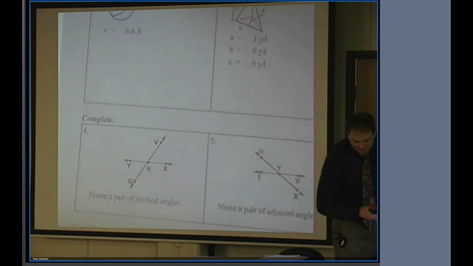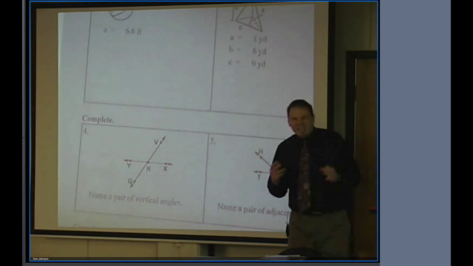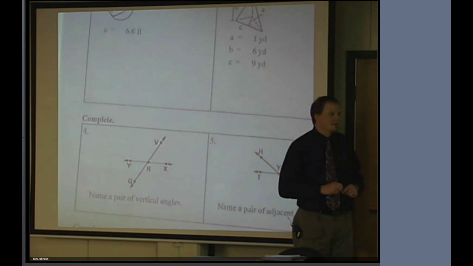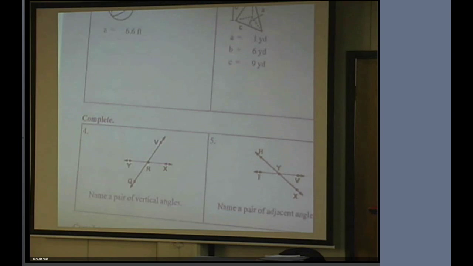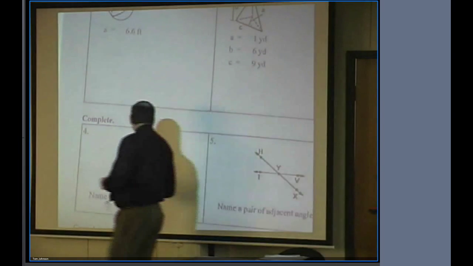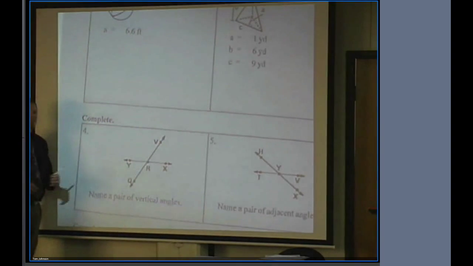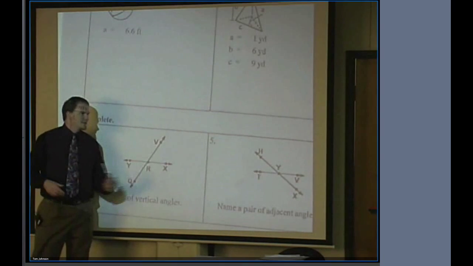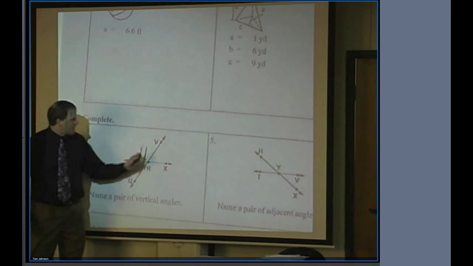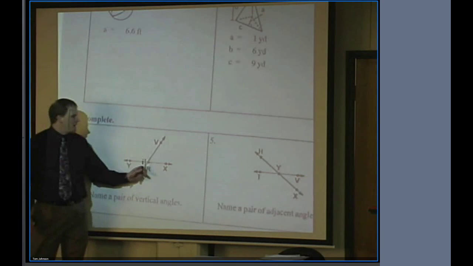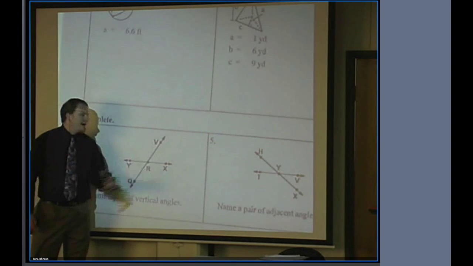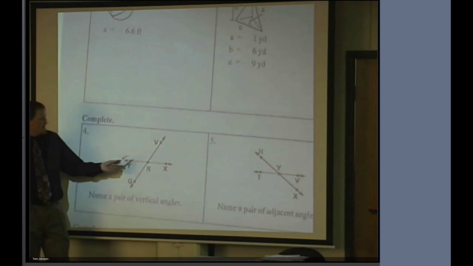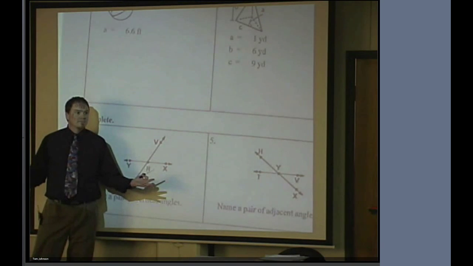Next question, name a pair of adjacent angles. Well, what does adjacent mean? Next to. Right next to each other. Okay, very good. So adjacent angles are just angles that are right next to each other, and they share a side. Adjacent angles share a side. So angle YRV and angle VRX are adjacent. They share the side VR. They're adjacent.